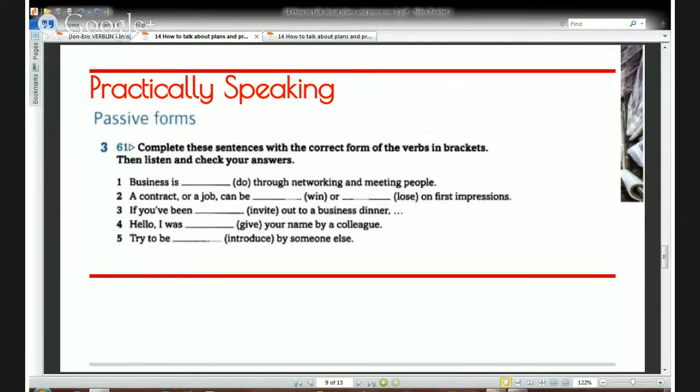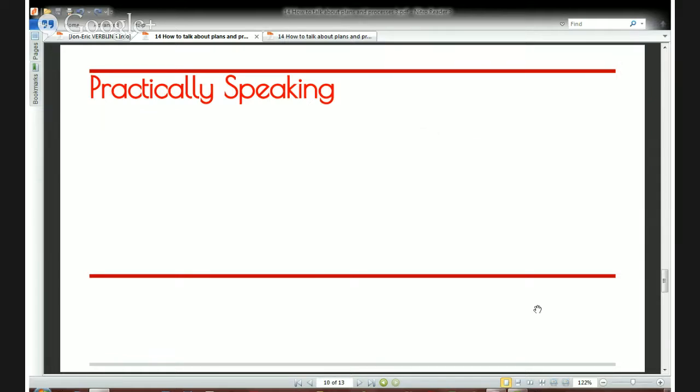Hi, Yuki. What do you think about number 5, Yuki? Try to be introduced by someone else. That's right. That came from the end of the speech where I said, if there's someone you really want to meet, then try to be introduced by someone else rather than meeting them cold. Very good. So those are 5 examples in 5 verb tenses.